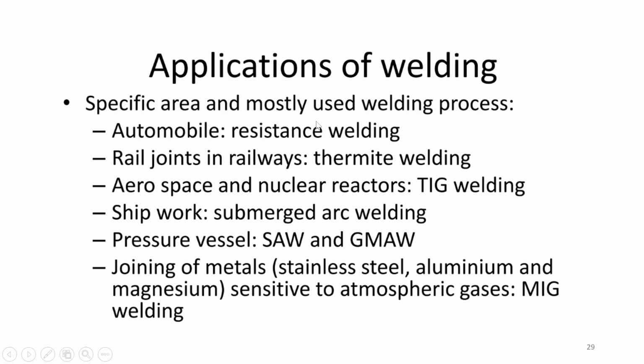For example, in case of automobile, you can use resistance welding, and for rail joints and railways, you can use thermite welding. So thermite welding is also used in case of railway tracks for joining those, and for removing any damages that are there on railway tracks. In case of aerospace and nuclear reactors, you use TIG, tungsten inert gas welding, and for ship work, submerged arc welding.